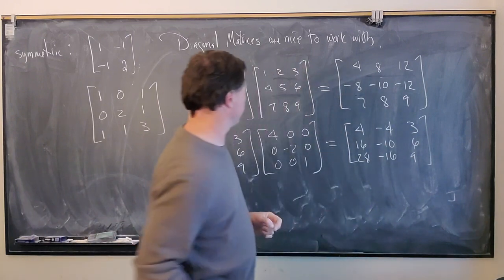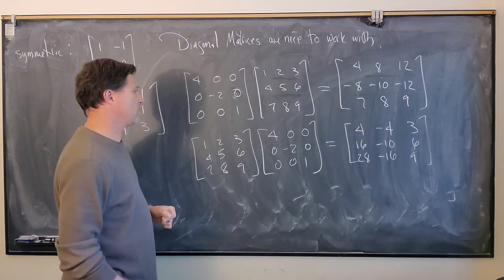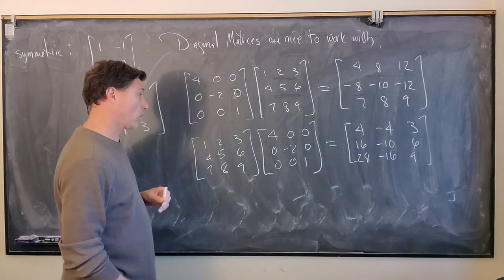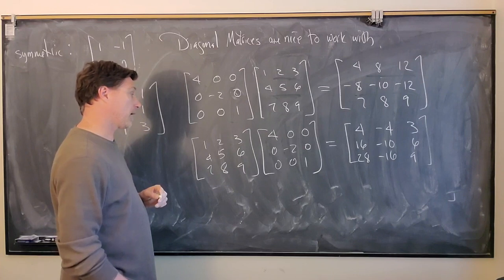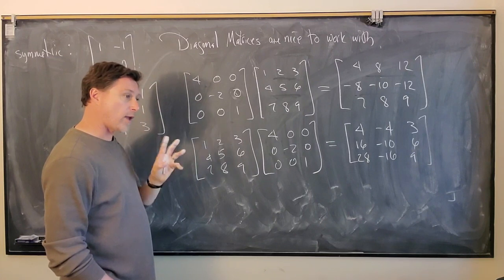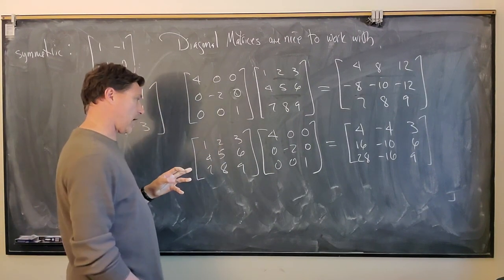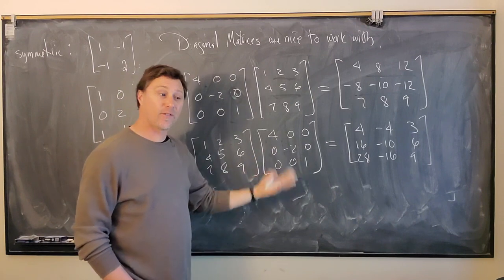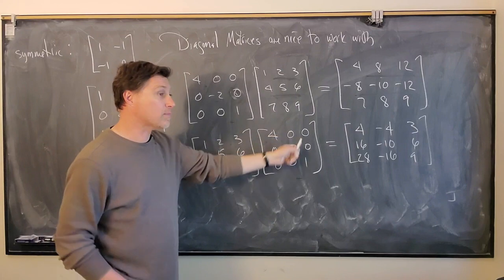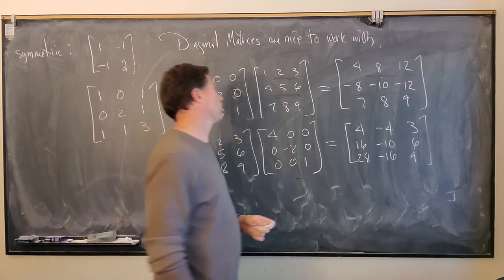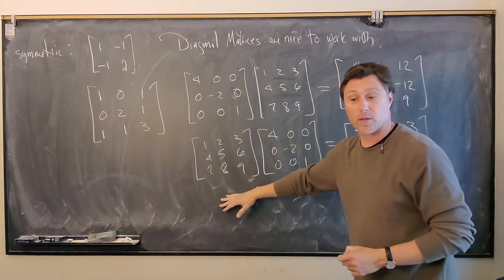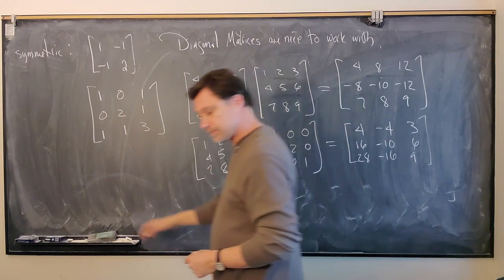So what happened this time? Well, it looks to me like the first column has been multiplied by 4. The second column has been multiplied by -2. The third column by 1. And this is true in general. When you multiply on the right-hand side by a diagonal matrix, the effect is to multiply each of the columns by the corresponding diagonal entry. So multiplying on the left multiplies rows, multiplying on the right multiplies columns. So that's a nice property.